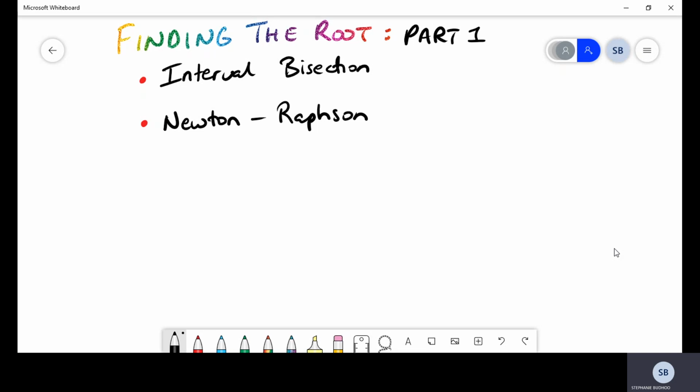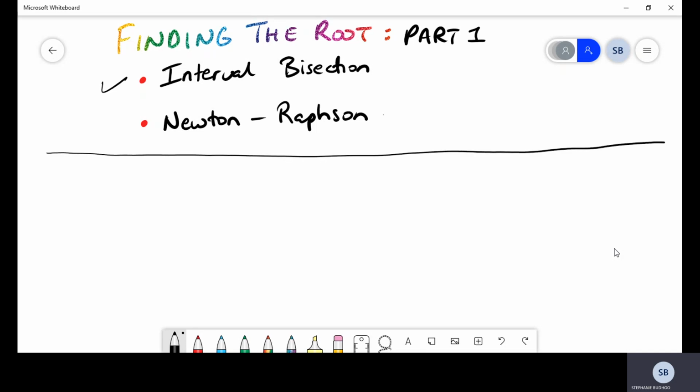That will be part one. And in part two, we would be looking at the Newton-Raphson method in another video. But these two methods tend to be the most popular ones used when finding roots. So let's look at the first method, which is essentially called the interval bisection method. Now to do this, I will use an example.